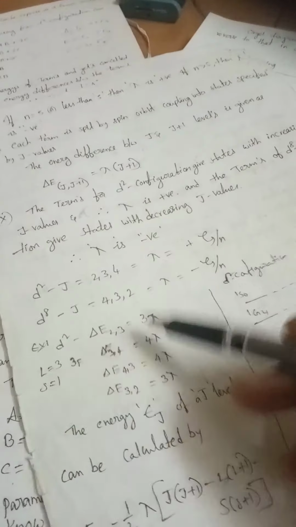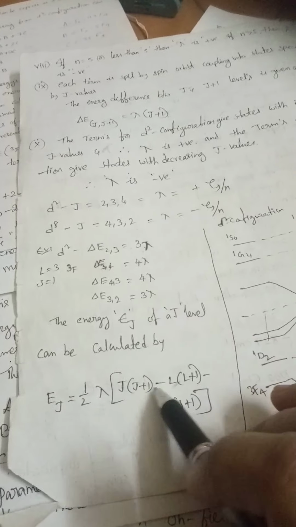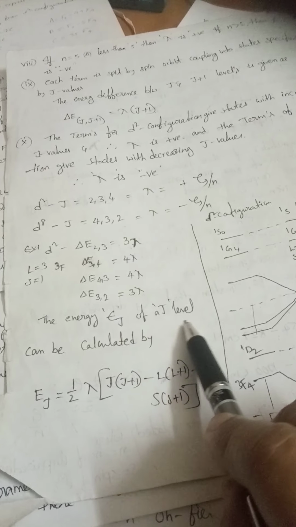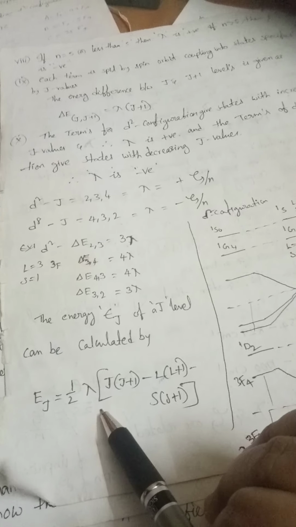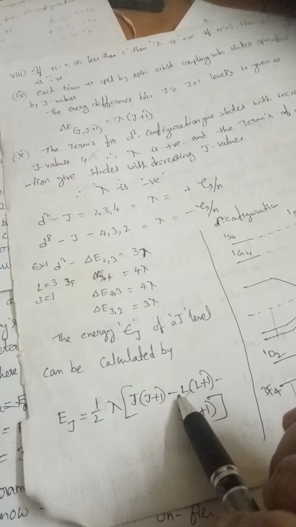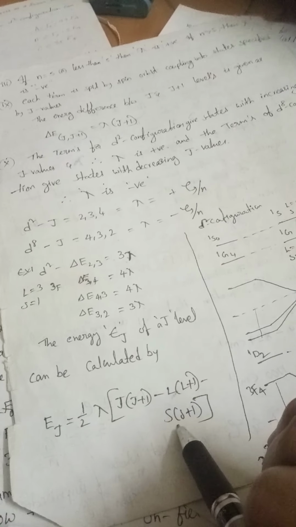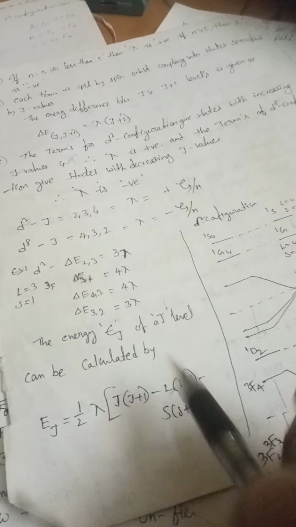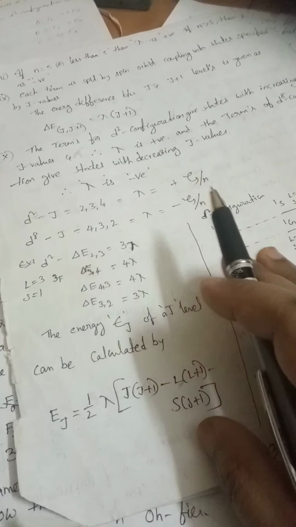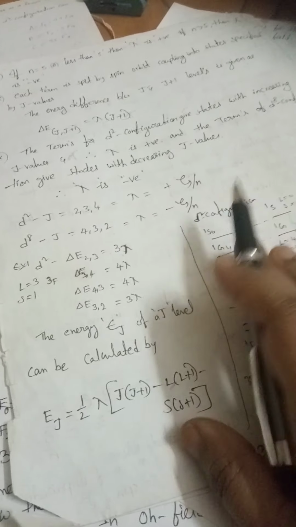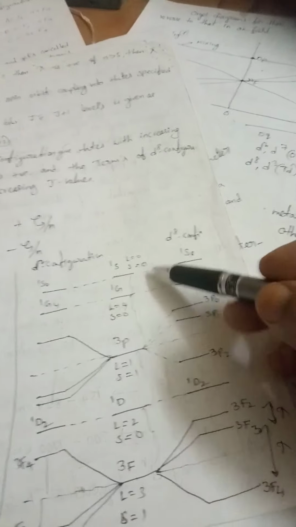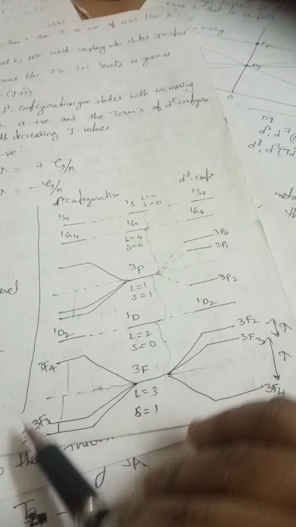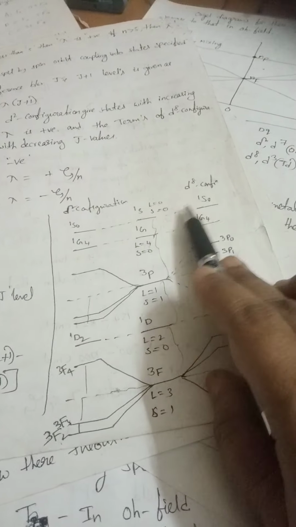So here for d2 and d8 we can observe that the energy levels E J for the J values can be calculated by E J equal to half lambda into J into J plus 1 minus L into L plus 1 minus S into S plus 1. So this is the coupling constant of spin and orbital, the addition of the particular J values. Okay, so this is the common diagram for the d2 configuration and d8 configuration.